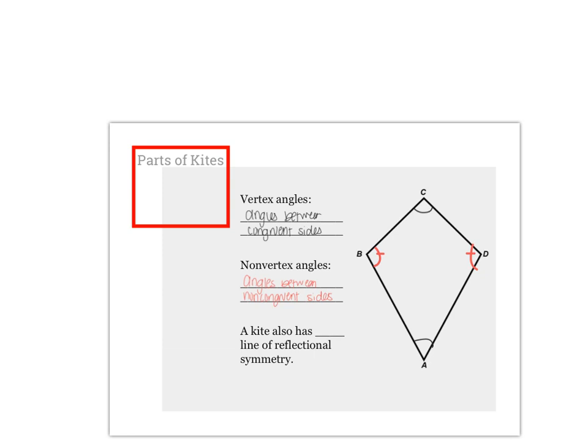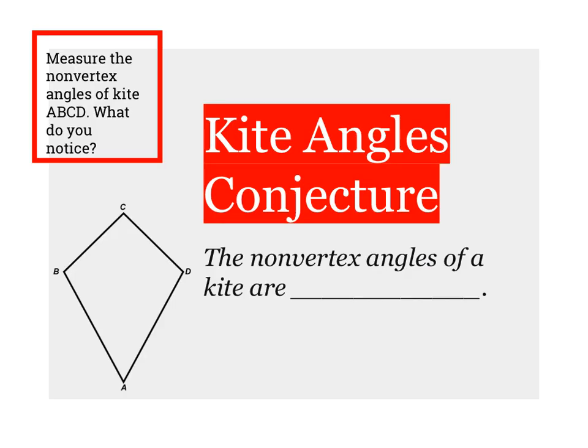And a kite also has one line of reflectional symmetry, and it is right there. Right? Because think, hey, those sides are the same, these sides are the same. If I folded it in half, everything would match up. We're going to use that idea a couple times today.